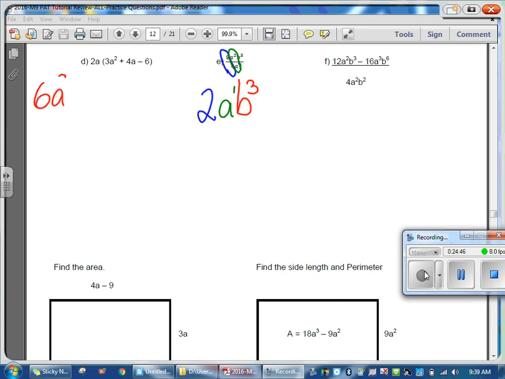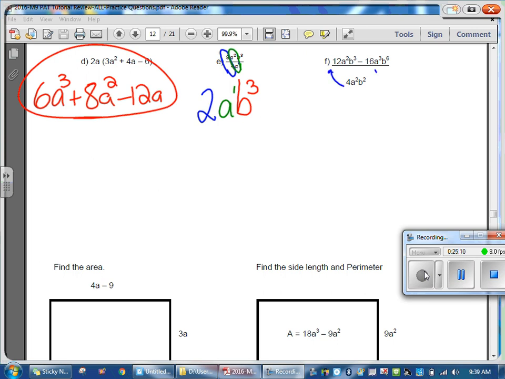Letter F. When you've got more than one term on the top, a good strategy is to write what's being divided under each one. So this guy's going to go with that one. I'm going to write another one over here, 4a squared b squared, so that I can deal with the negative 16. So again, I deal with my coefficients first.